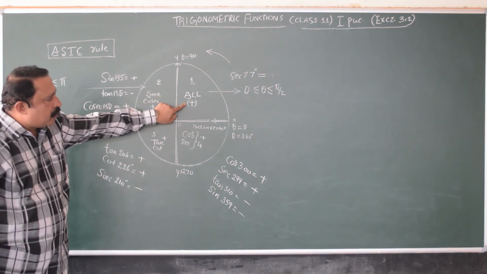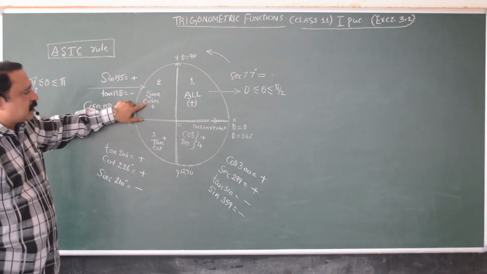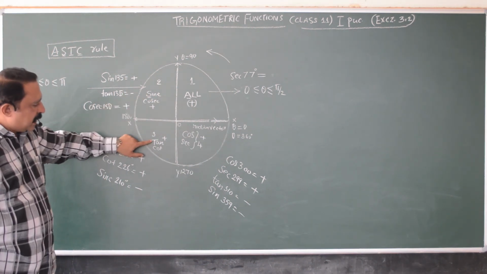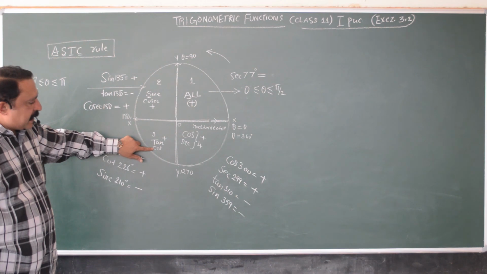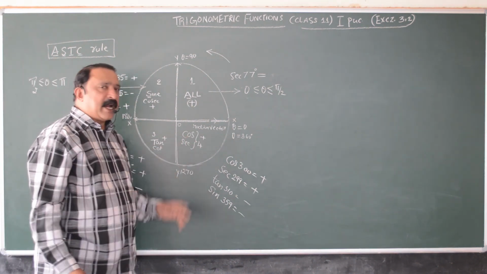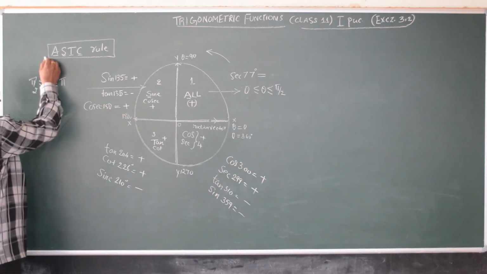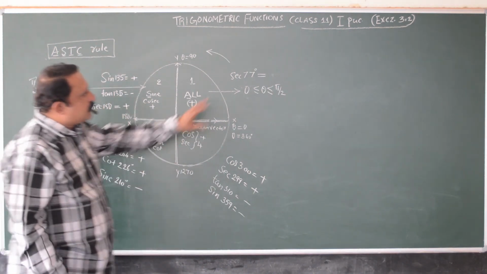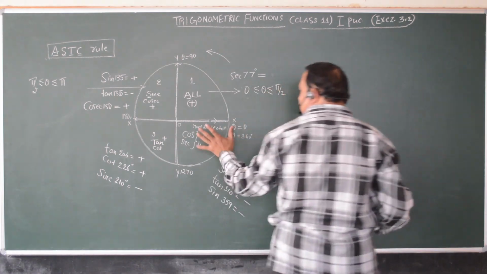Remember, in the first quadrant, all are positive. In the second, sine and its reciprocal, cosecant, are positive. In the third, tan and its reciprocal, that is tan and cot, are positive. In the fourth quadrant, cos and secant are positive. That is the meaning of the ASTC rule. Now to do the problems of this exercise, we need to understand this first.